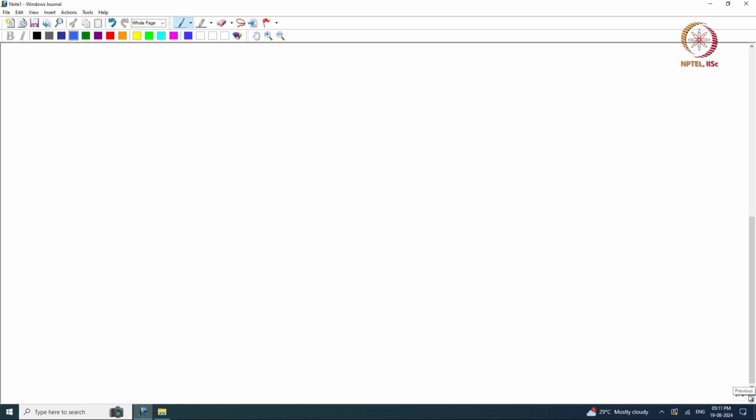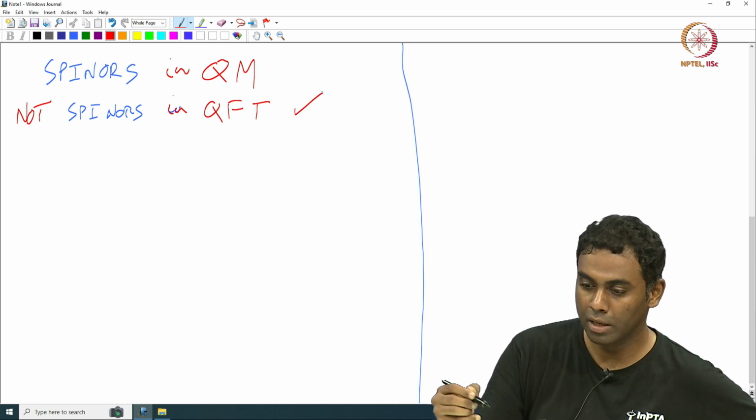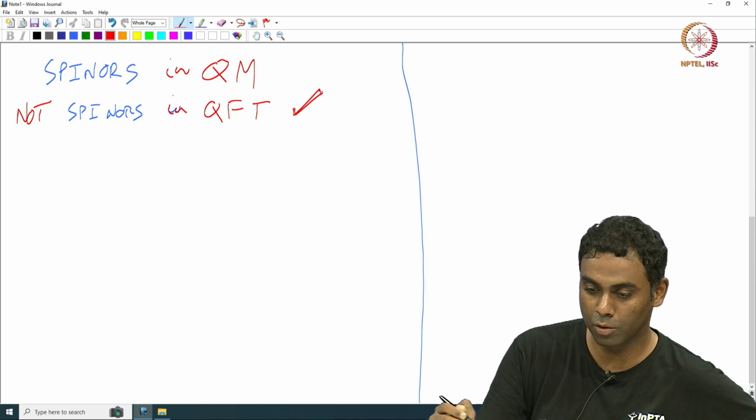We are going to get used to the notion of spinors. Okay, and I am going to write this because this is important. Spinors in quantum mechanics. This is not spinors in quantum field theory. These two have the same name, but they have little to do with each other. Do not get confused. Later on we will encounter spinors in quantum field theory.